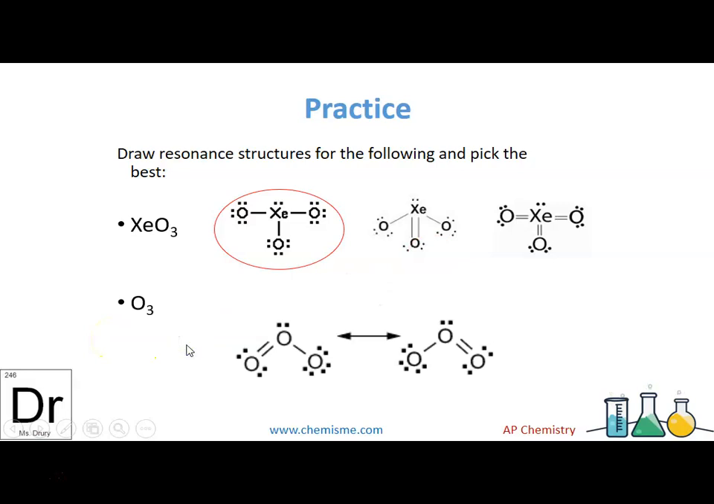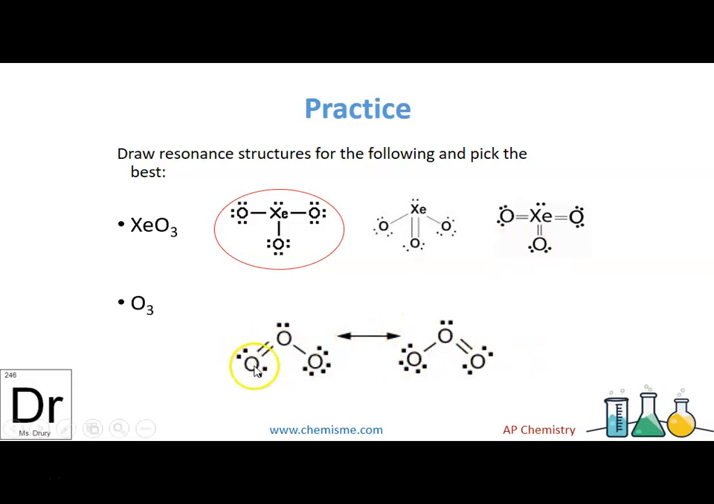You could probably draw it as the first structure, where the double bonds are on the left, or the second structure, where the double bonds are on the right. Do you think it matters in this case? I would argue it doesn't matter, because not only is the number of bonds the same, single, single, double, double, they're literally mirror images of each other. So they're almost the same exact thing.